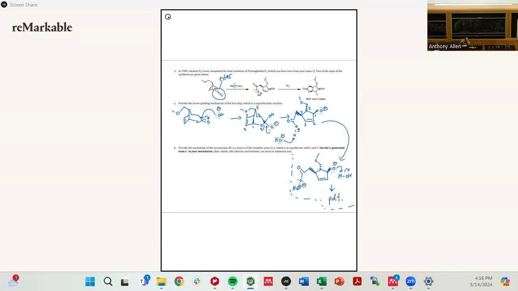Okay, then provide the mechanism in the second step. Okay, so we have an alkene plus, I give you I2. I give you a hint, it can form an iodonium ion. So what do we think happens in the first step of the mechanism? Form an iodonium.